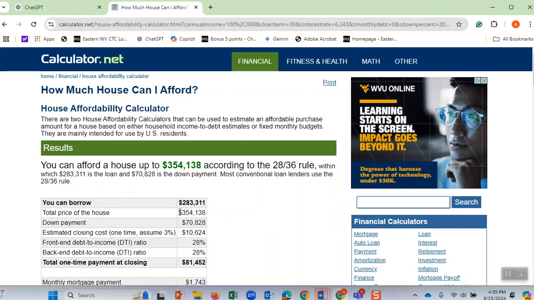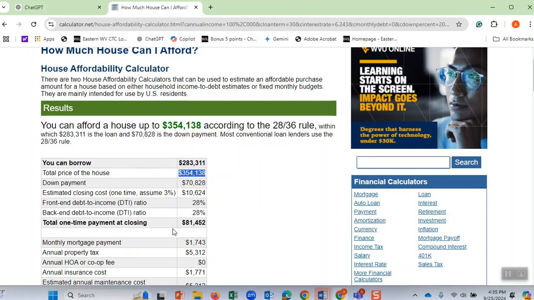This is the total price of the house, and this is my down payment, and this is my closing cost. And when I go for the settlement, for the closing, I have to come up with 81,452. Out of that, it is my down payment and other costs that I have. Based on this, just my mortgage would be 1,743. When I pay this 1,743, it goes for the money that I borrow.